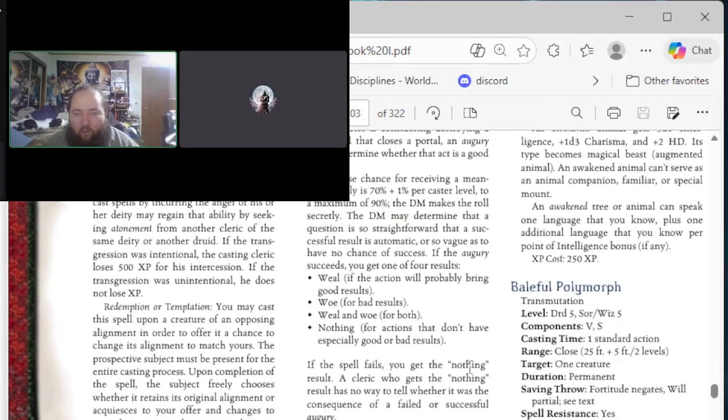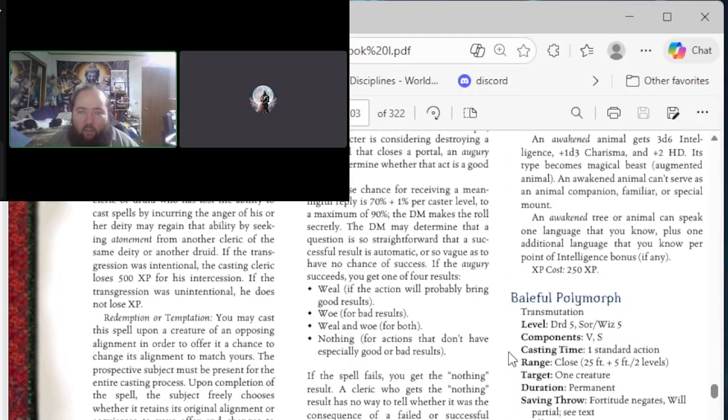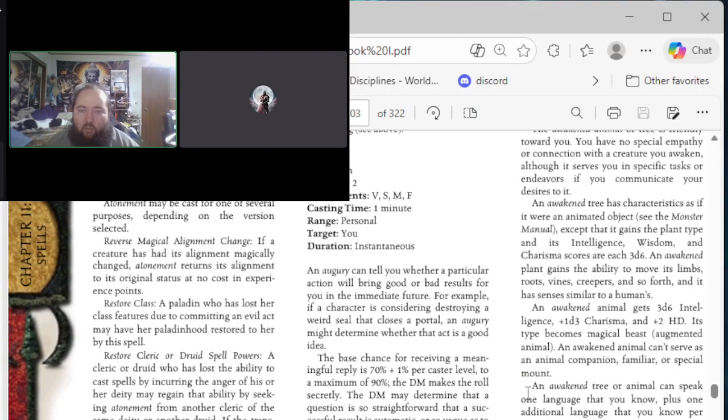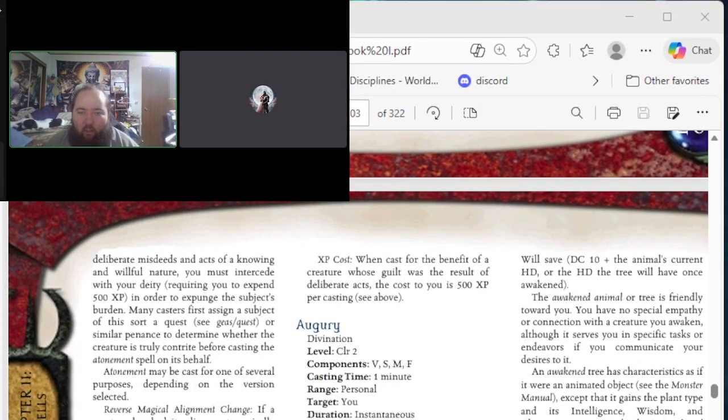The next spell does have quite a lot to it, so we're going to cover that next week because we only have a few minutes left.